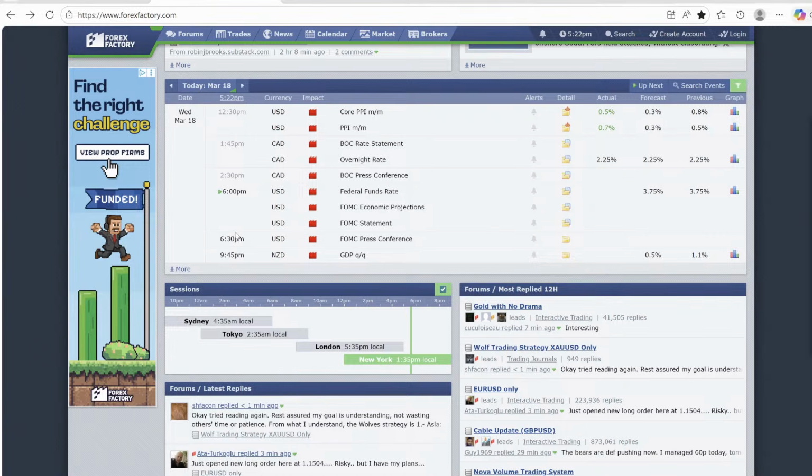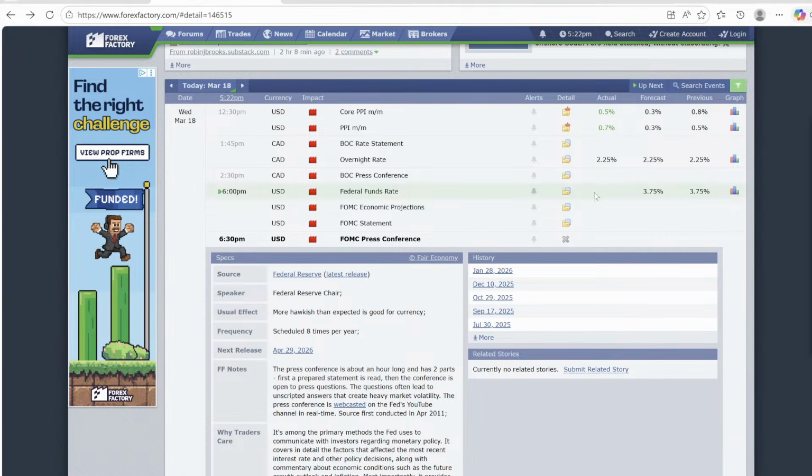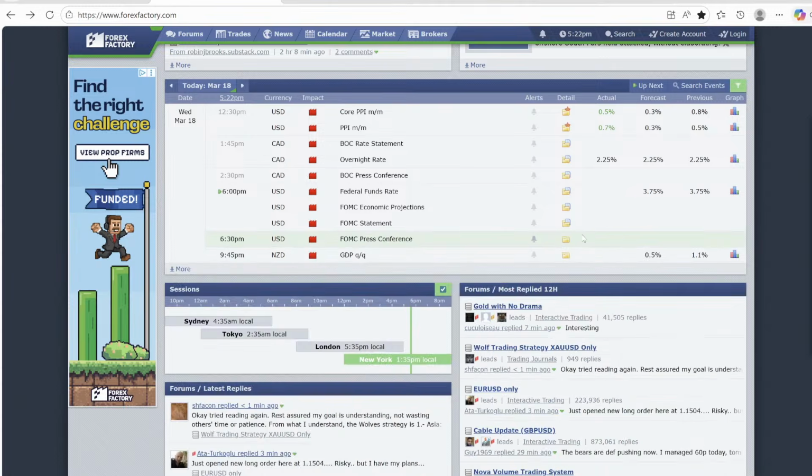At 6:30, we definitely do want to watch the press conference, because that's potentially when the market could make a move and actually hold it, especially during the Q&A. If you click on this, it talks about how the Q&A part of the press conference is sometimes when you get the biggest moves.